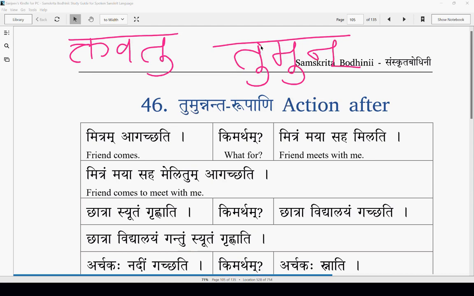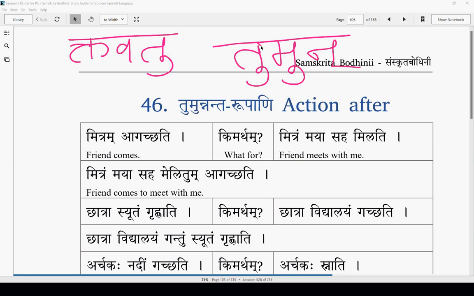So we have Mitram Agachati. After that we have Mitram Maya Samilati. Note that it is the same karta as we saw before. The same karta is doing both the actions. Mitram Agachati, Mitram Maya Samilati. Previously, for the joining word, we had anantaram. So here we can have kimartham. What for? So agachati is happening first, right?